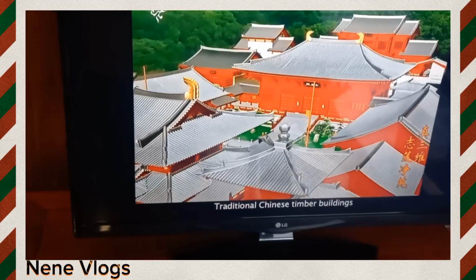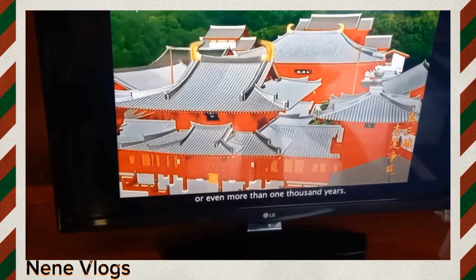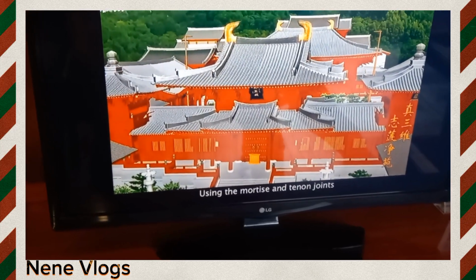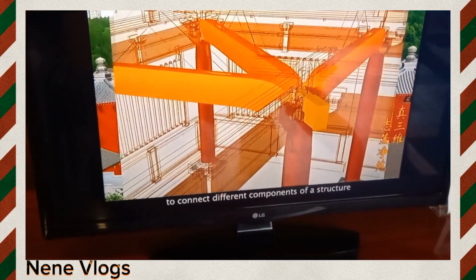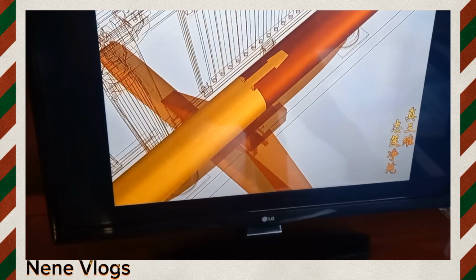Traditional Chinese timber buildings can last for several hundred years, or even more than 1,000 years. Using the mortise and tenon joints to connect different components of a structure is one of the major factors that extends its lifespan.